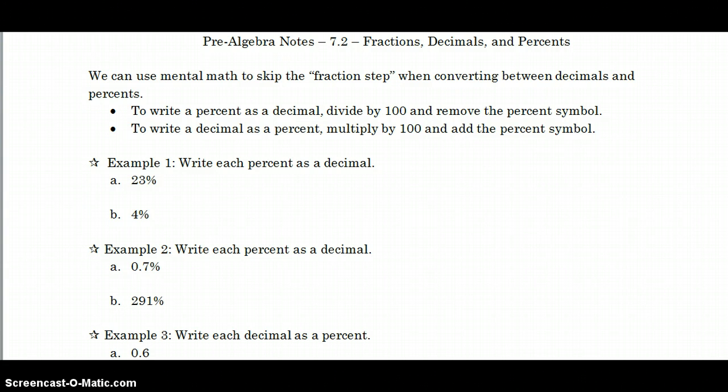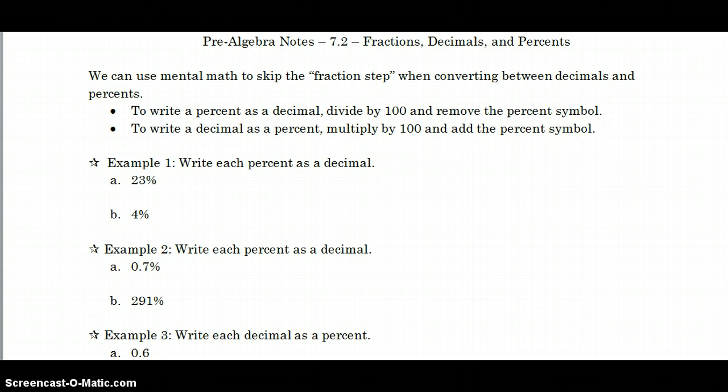Welcome to 7-2 Notes, where we're going to continue to work with fractions and percents, and we're also going to talk about how decimals come into the picture. We can use mental math to skip the fraction step when we're converting between decimals and percent.